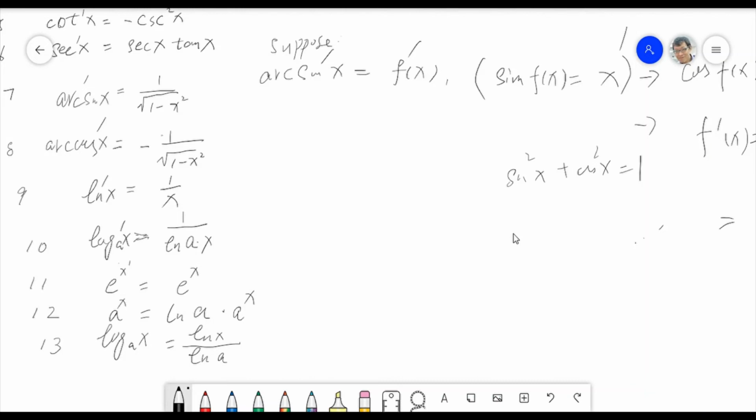So how do you prove this one? We just make log x equals y. This is okay, of course. If we write it this way, e to the y power equals x.